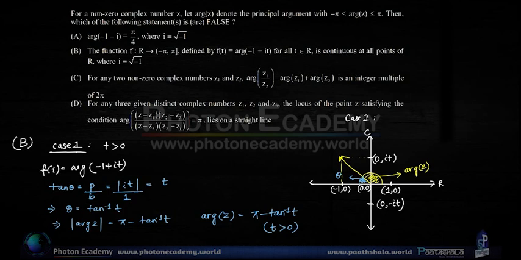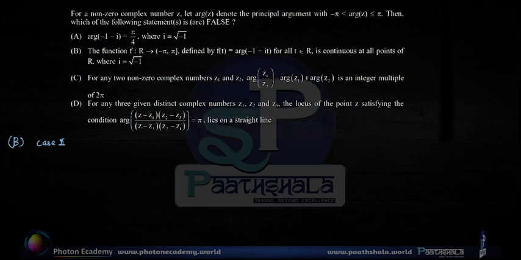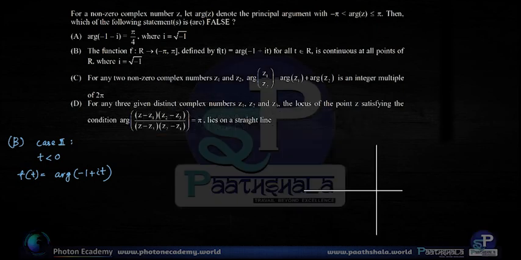Then we have to make a case 2 for option B. Option B, case 2, which is t less than 0. We have f of t as argument of minus 1 plus it. When t is less than 0, the point lies on the minus y-axis. We again draw the graphical plane. This is the y-axis, which is the complex axis, and this is the real axis. We'll denote this by r, this by c. The origin is 0, 0. This is 1, 0.